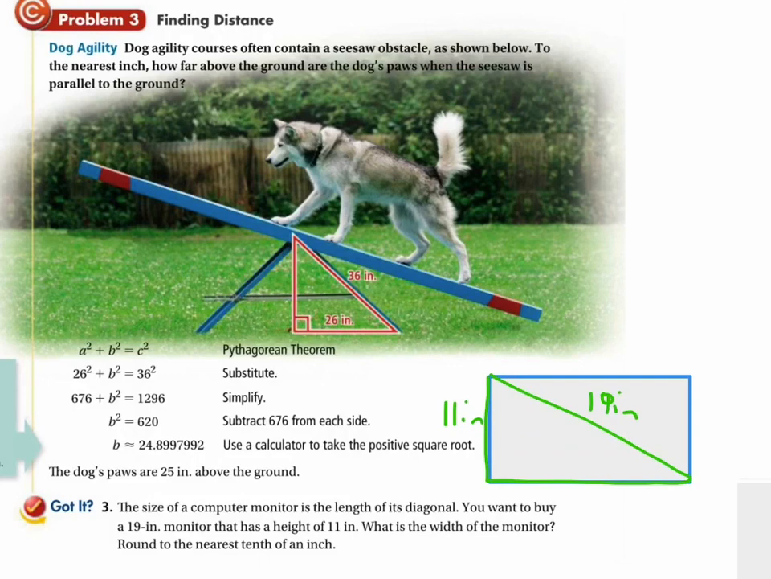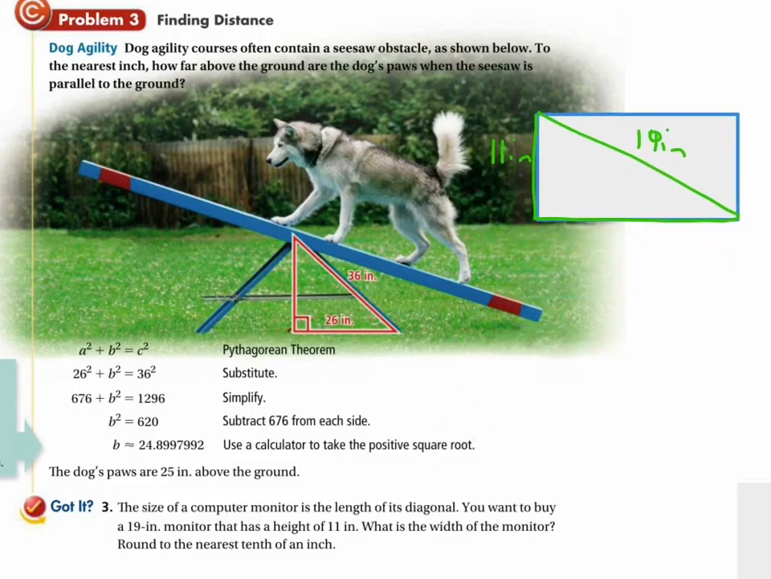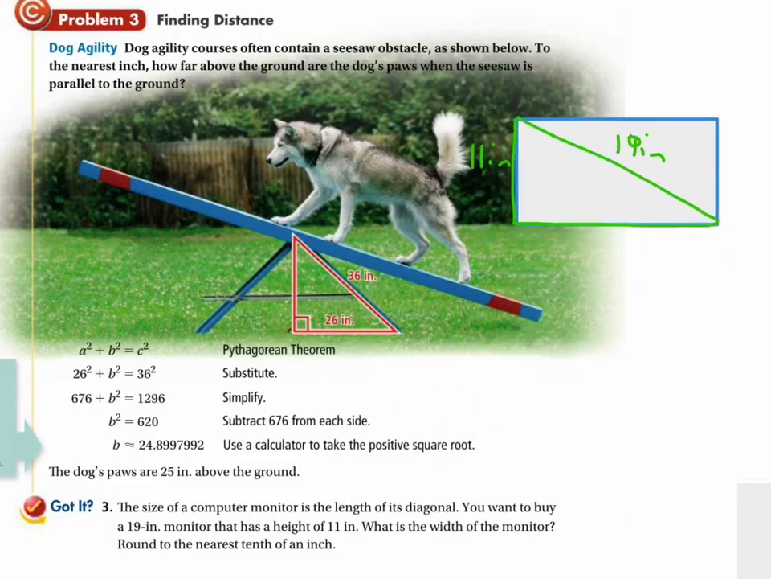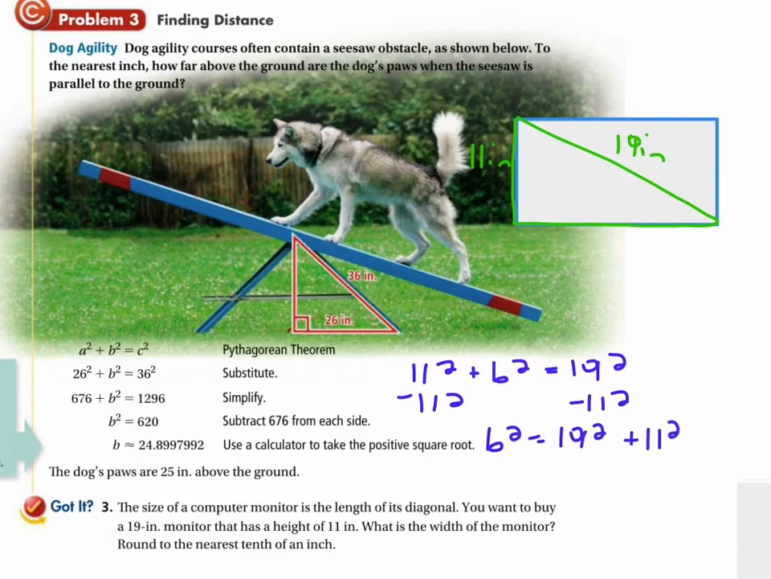Okay, so let me move this out of the way. I'm going to put it up here. What you've got then is 11 squared plus b squared equals 19 squared. And when you subtract 11 squared from both sides, you get b squared is equal to 19 squared plus 11 squared. And if we calculate that here, we get, let's see, 19 squared is 361.